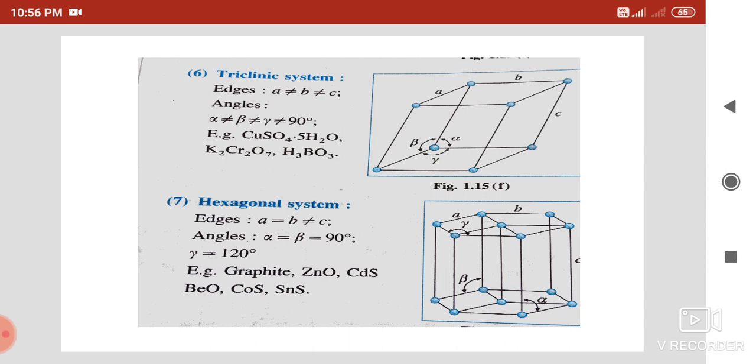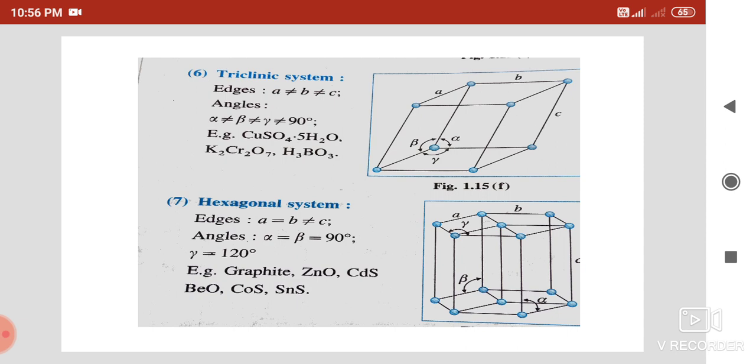And the seventh system is the hexagonal system. You can see the hexagonal system shown on the screen, where A and B are equal but not equal to C, and angles alpha and beta each measure 90 degrees, while angle gamma is 120 degrees. This hexagonal system is shown by compounds like graphite, zinc oxide, cadmium sulfide, beryllium oxide, cobalt sulfide and stannous sulfide.